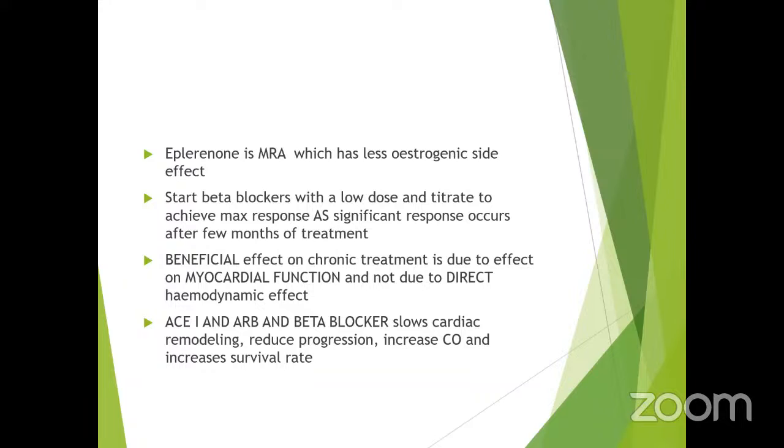ACE inhibitors, ARBs, and beta blockers slow cardiac remodeling, reduce the progression of heart failure, increase the cardiac output, and also increase the glomerular filtration rate. That is why these are used in case of heart failure. All of you know, you should start with ACE inhibitors, ARBs, mixed vasodilators: preload, afterload, left ventricular end diastolic pressure, volume decreased, cardiac output. You should start like this.